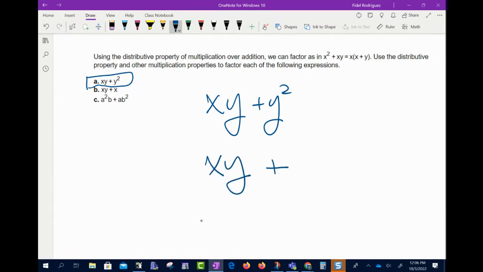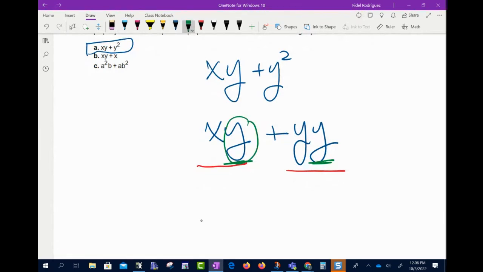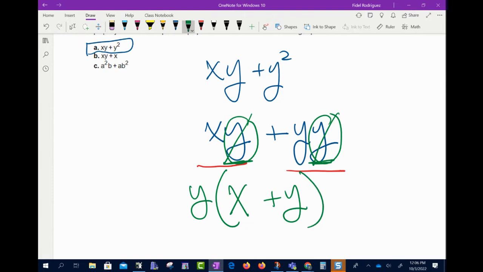I'm going to write this as xy plus y times y. Remember, y squared just means that there are two y's there, right? Now, y'all, the distributive property just says, look, I want to look at this piece right here, and this piece right here. Do you all agree that they both have a y? I know this one has two of them, but they both have at least one y. So what we can do is take those y's out, and I'm going to put just a y in front. Now, if I take the y away from here, I'm left with an x. And if I take the y away from there, I'm left with a y. And that's how we do factoring by the distributive property.